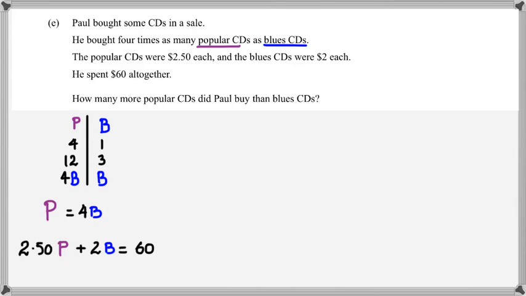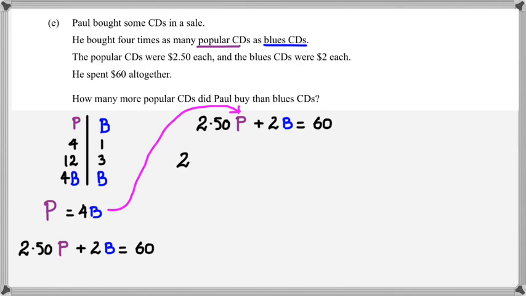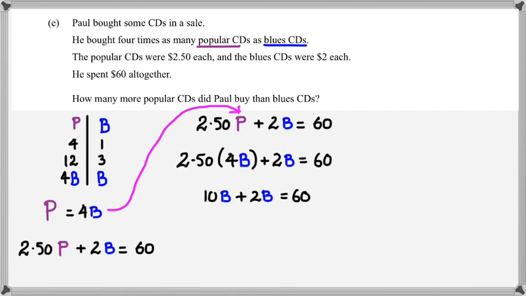All right, this is very similar to that question that we did earlier with, I think it was thick shakes and smoothies, where we substituted one variable into the other one. So in this case, we've got 2.50P plus 2B equals 60. Now because P equals 4B, I can replace that P with 4B, and now I have one equation with one unknown variable. So 2.50 times 4, that's 10B, plus 2B equals 60.